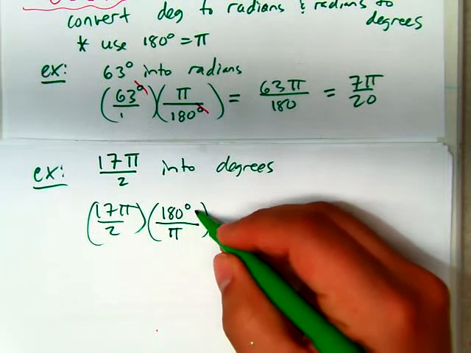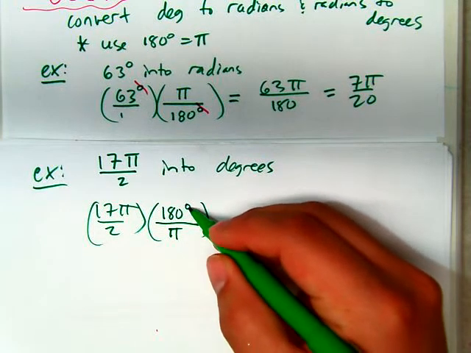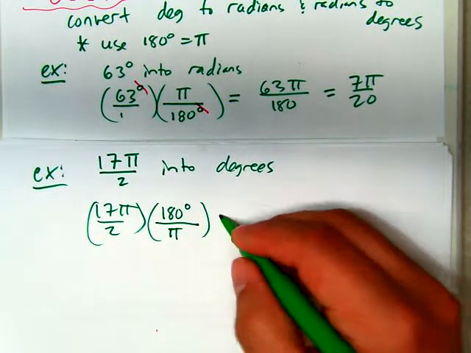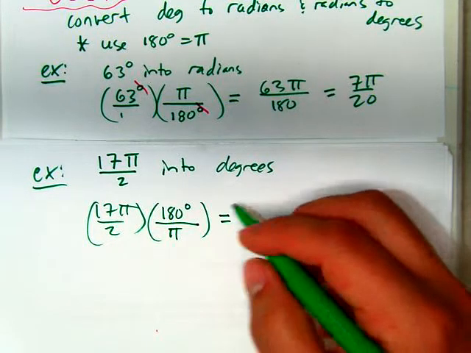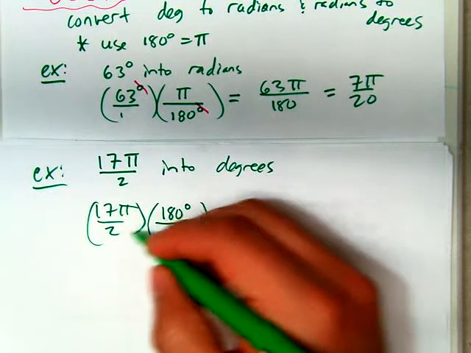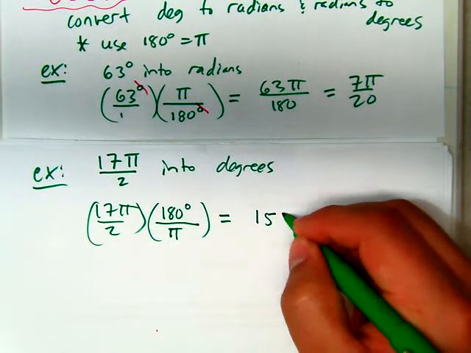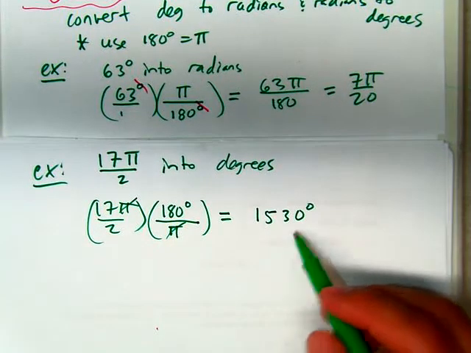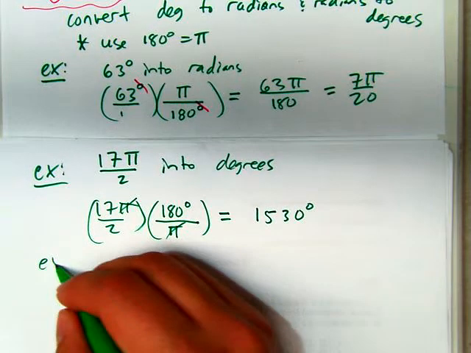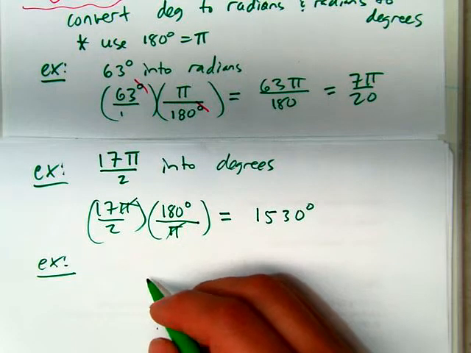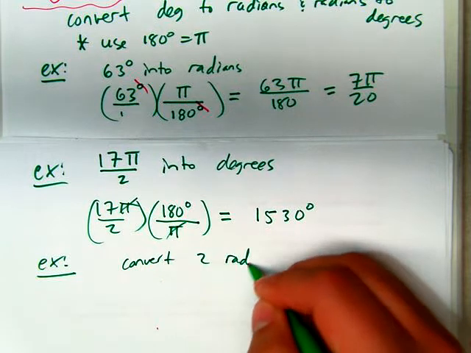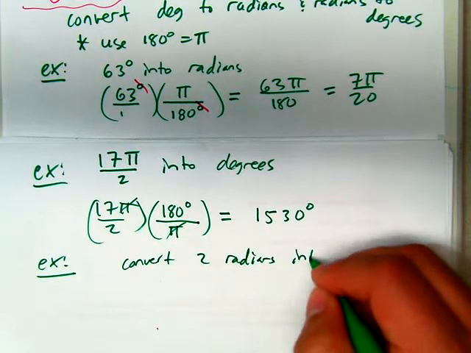Now we just switch the location of the degree symbol. Since I want to finish with degrees, we put pi radians in the denominator, and now we multiply. And if you multiply 17 times 180 divided by 2, you get 1530 degrees, and notice the pi's will cancel out. Okay? One more. Let's say we want to convert 2 radians into degrees.